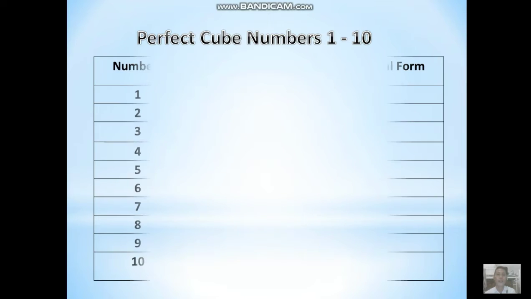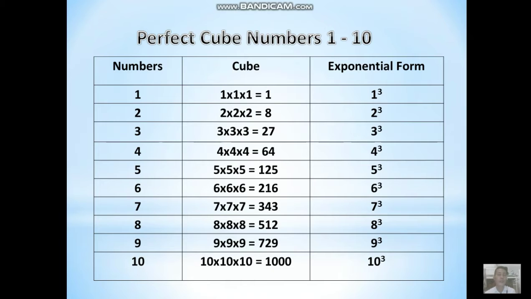Okay, so in this lesson, we need to remember our knowledge about perfect cube numbers. So here are some examples of perfect cube numbers from 1 to 10. This is what we call perfect cube numbers because this is the result after multiplying the number by itself, right? And this is the exponential form of the perfect cube numbers. So this means that the base is being multiplied 3 times. So this is what is being meant by the exponent, which is 3.